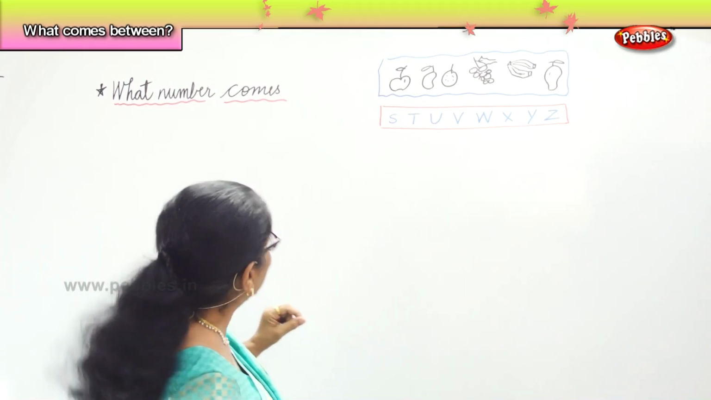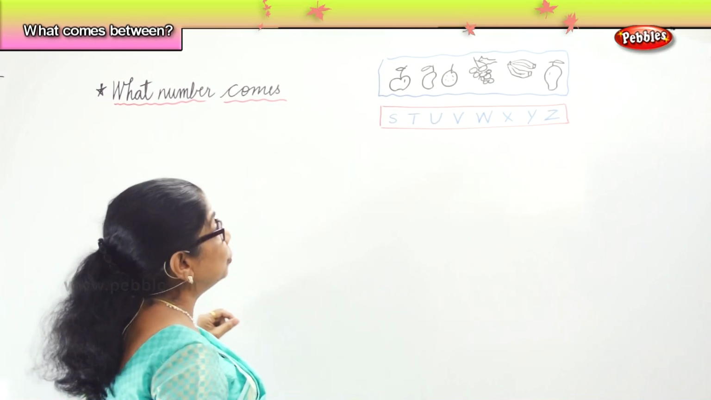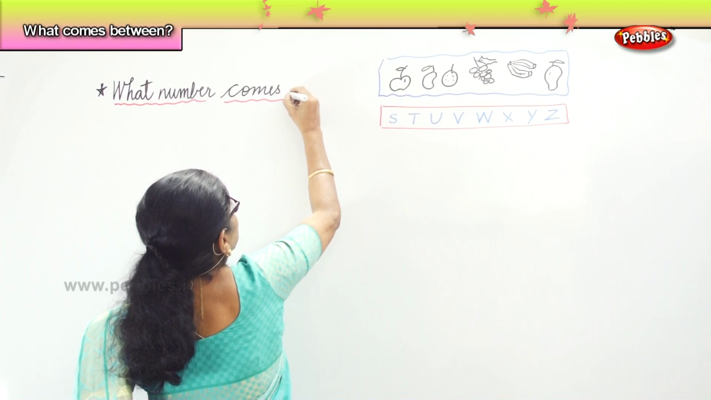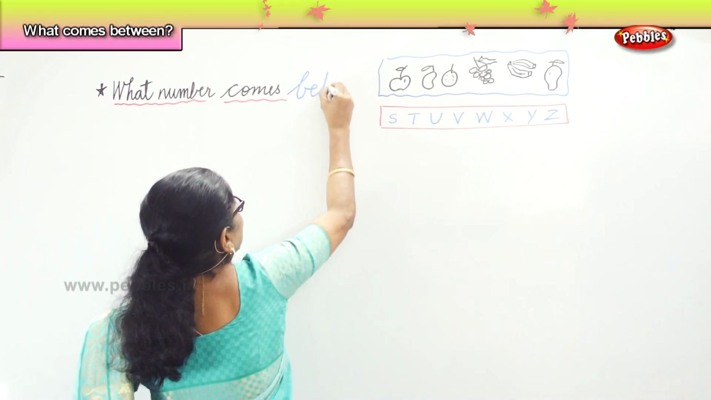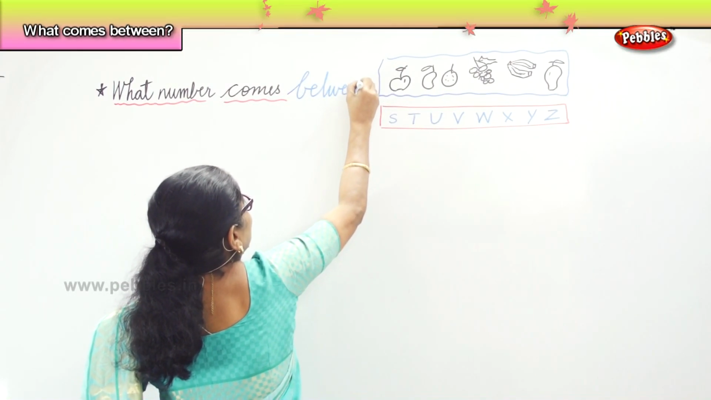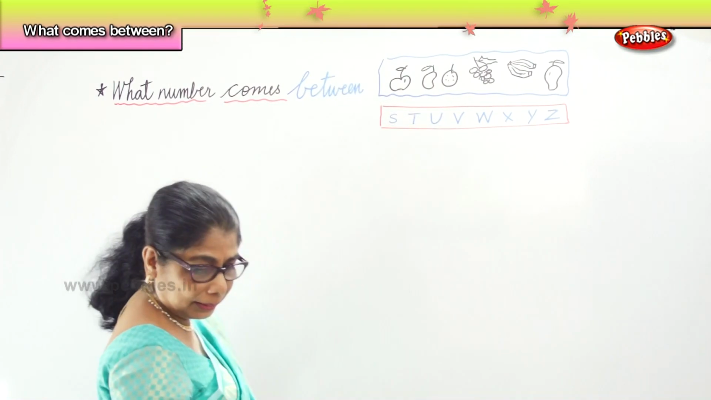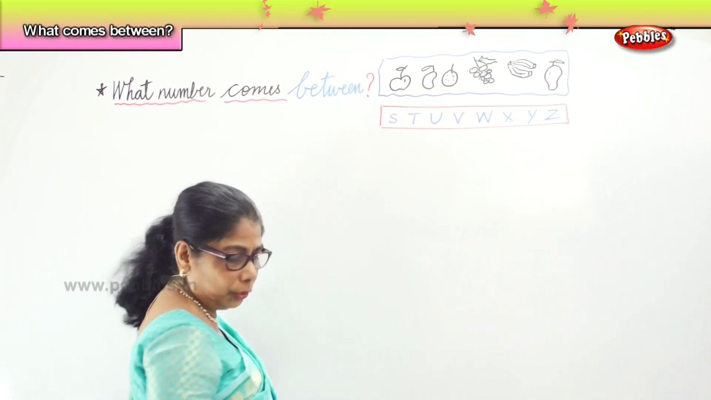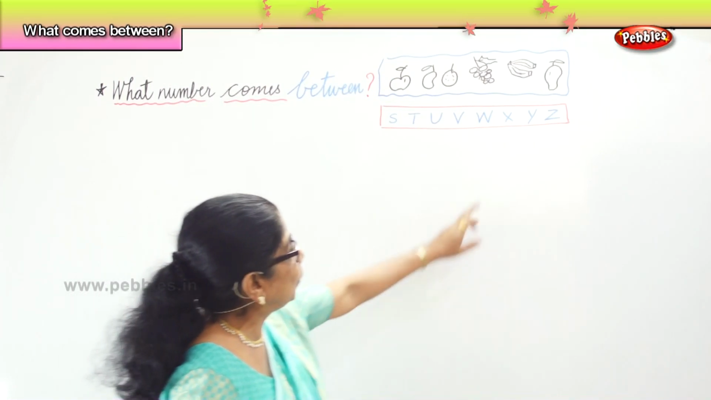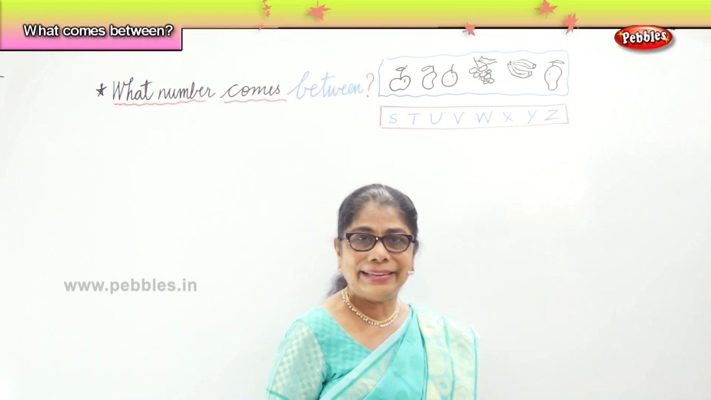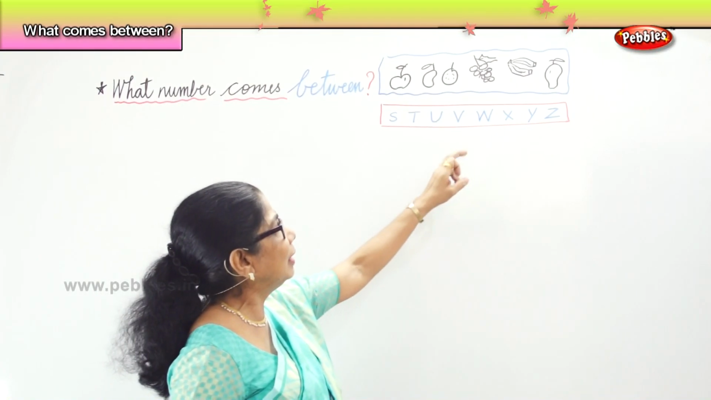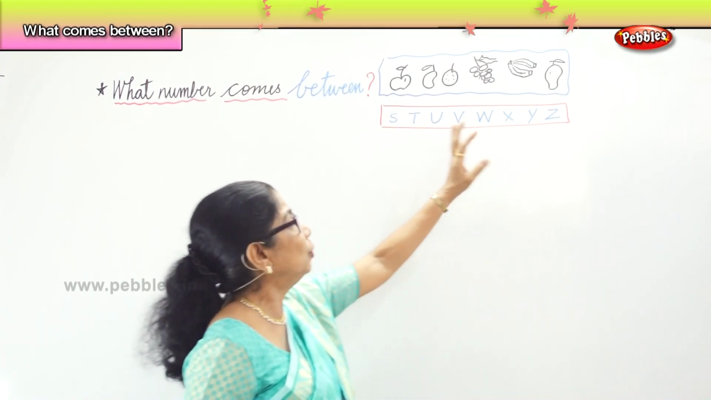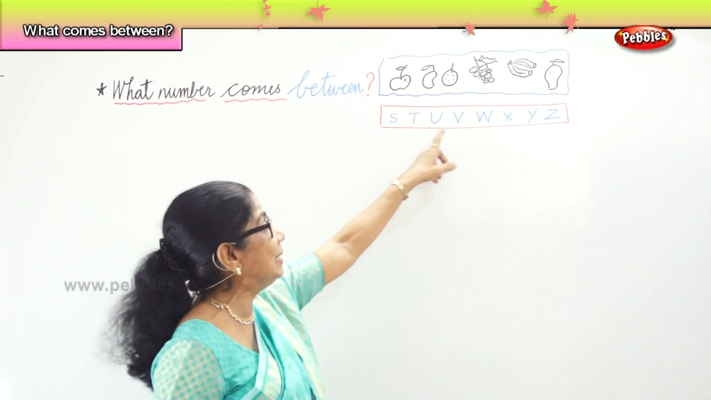So we are going to learn today to write what number comes between. That's what we are going to do. What is the number that is going to come between? But now I'm asking you, what letter comes between X and Z? You'll say Y. What letter comes between W and Y? You know it. What letter comes between T and U?